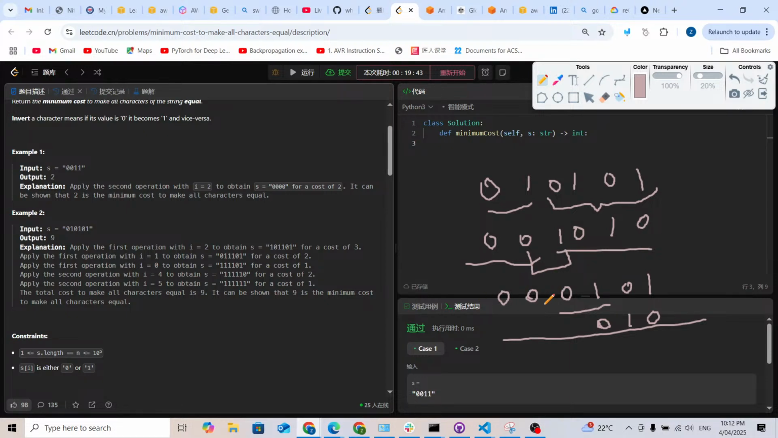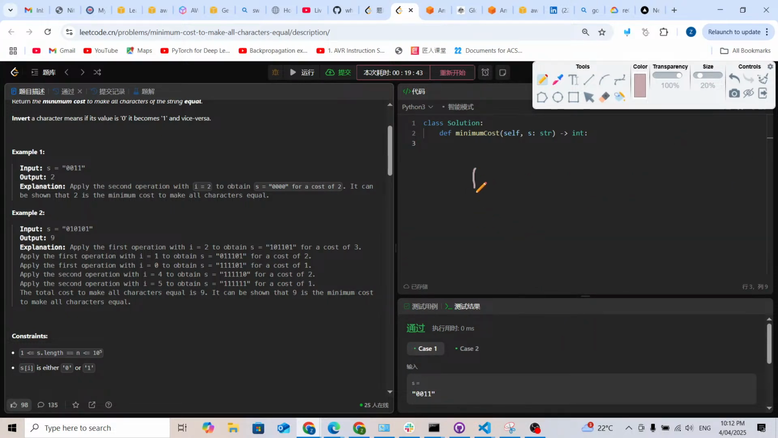The greedy idea is that we can invert the left part, or we can invert the right part, because the cost determines which one is minimum. So it is i plus 1 minimum, or n minus i minimum. If the left side is the minimum, we invert the left side. If the right side is the minimum, we invert the right side. Now let's continue to use this idea to solve the problem.